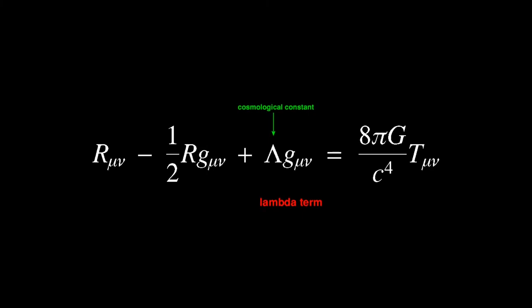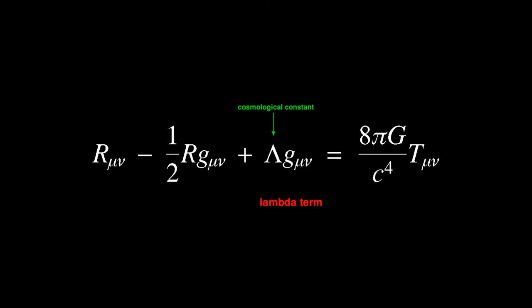The lambda term, as it became known. And he was allowed to do this, for those mathematically inclined, because this is a constant of integration. And in effect, it produced something which acted against gravity, the sort of opposite of gravity. And the idea was that it could balance out the gravitational attraction of everything in the universe, which will try and pull it together to make it contract, and it will balance it out so as to hold the universe static. So it's like a sort of force of cosmic repulsion.